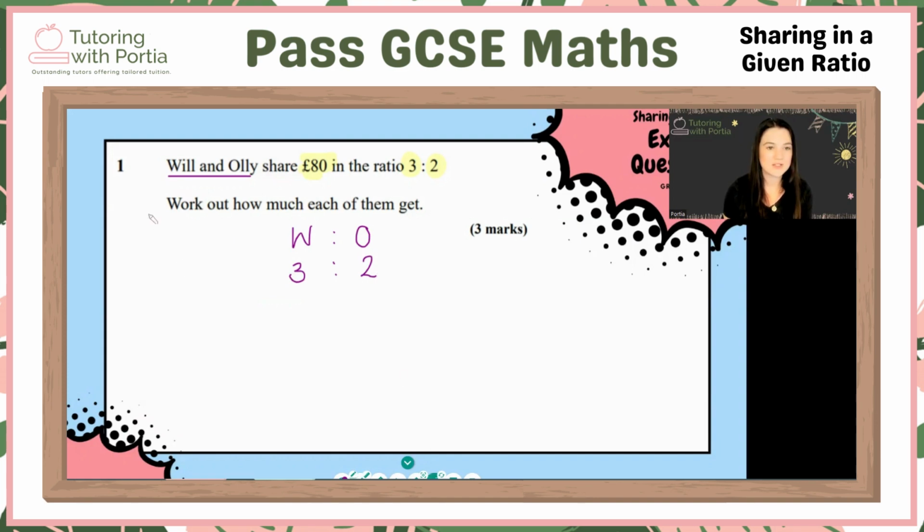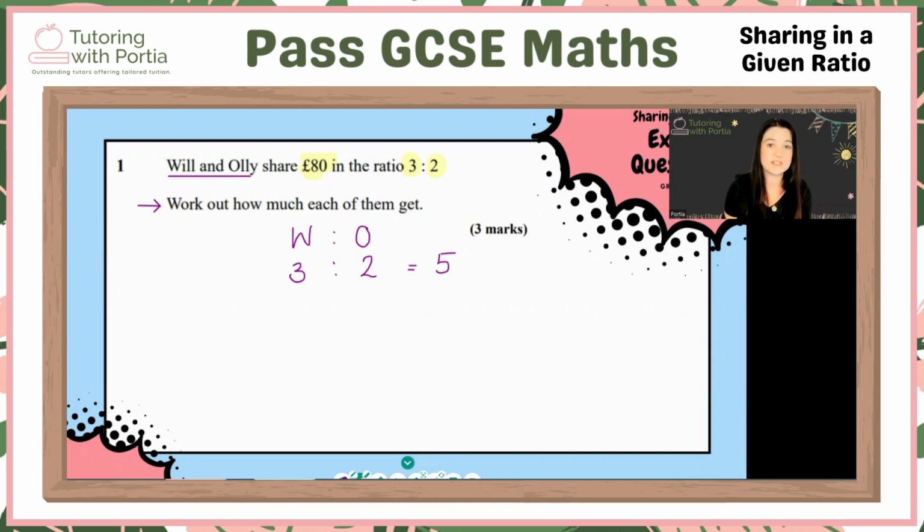And here we need to work out how much each of them get. So what I always advise my students to do is always add up the number of parts first of all to work out how many parts we have in total. So we've got 3 parts that belong to Will, 2 parts that belong to Ollie, so therefore there are 5 parts in total. And I could draw that.